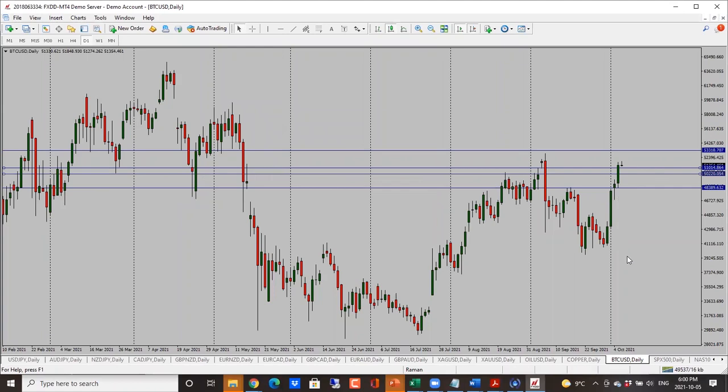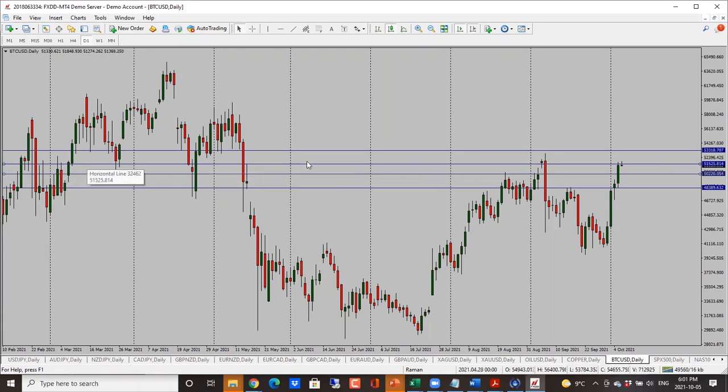Bitcoin still looking good. Now it is into resistance. So this is where price has reacted several times here. And we need to be careful with this. Overall bias here is bullish. Just be careful about the resistance. Next target will be the high of this candle here, which is 52,800.